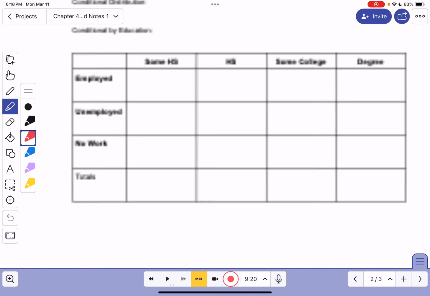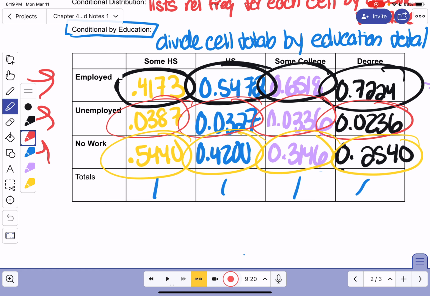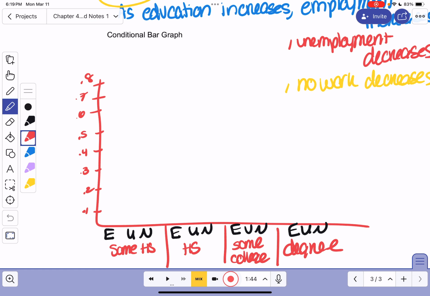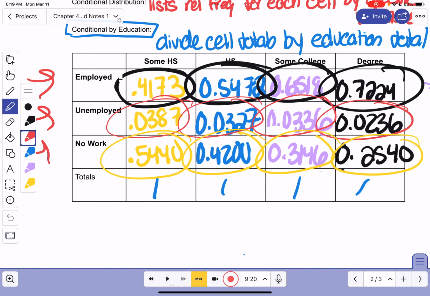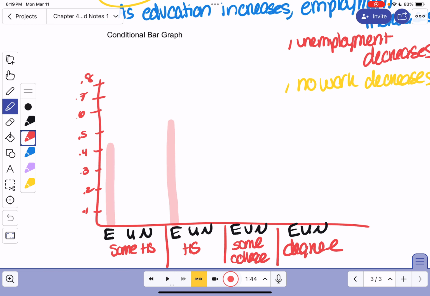So, employed was 0.41, 0.54. So this one go to 0.41, and then 0.54, and then 0.65, 0.72. So something like that. Not perfect, but shows that it's going up.